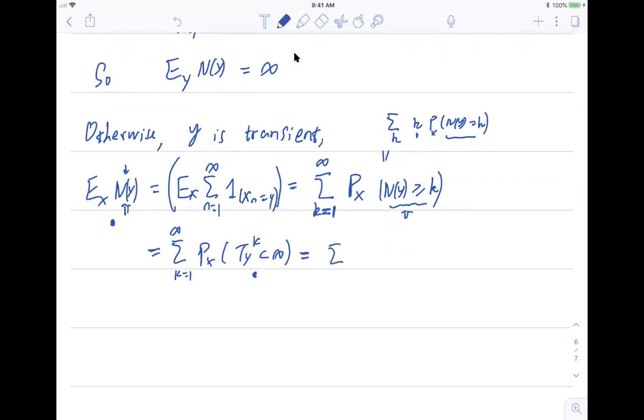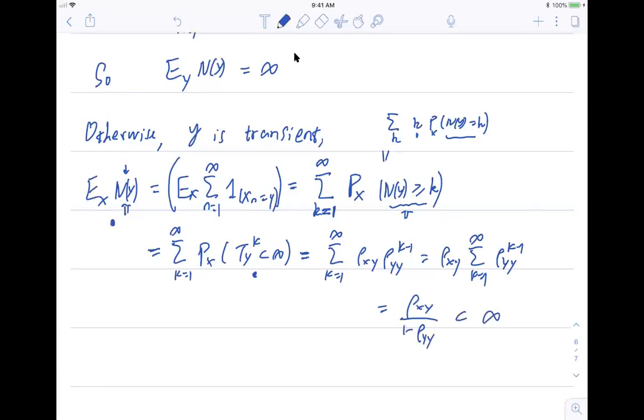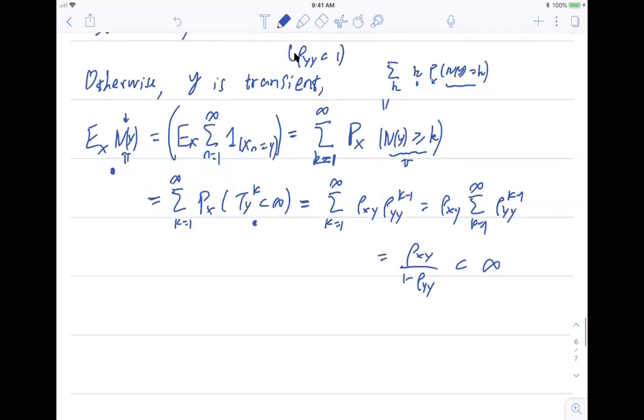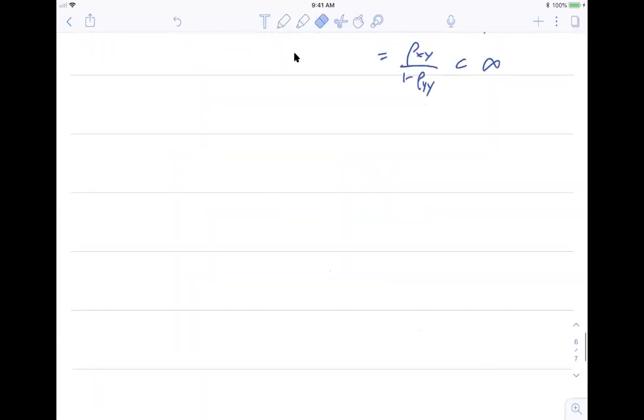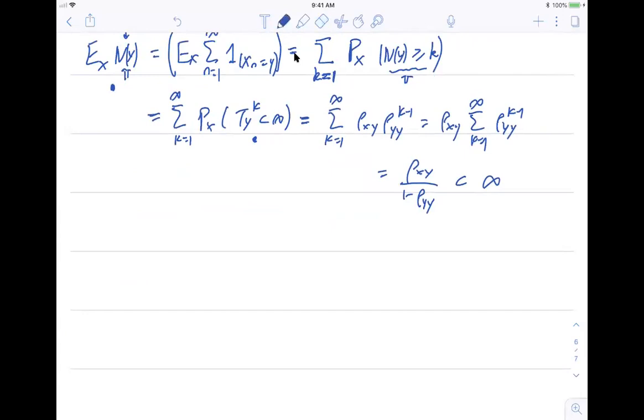Okay, so from the theorem we just proved, first we go from x to y, then from y to y, k minus 1 times. So we can take out rho xy and do the sum, which is just rho xy over 1 minus rho yy. This is finite since y is transient, so rho yy is less than 1. That's why we get this.